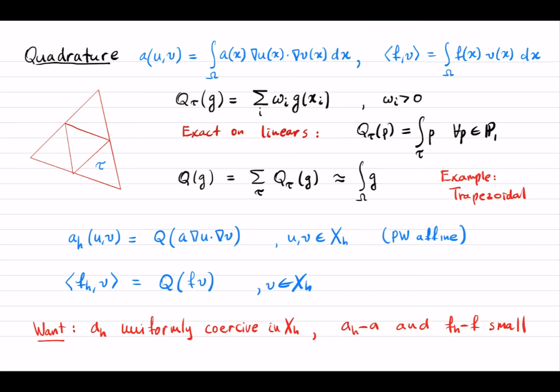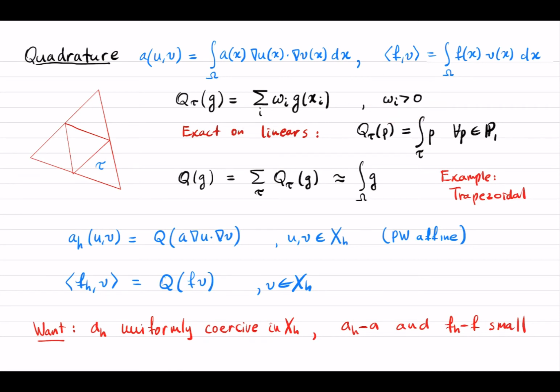We want to apply the abstract theory to the problem of quadrature. To illustrate the ideas, we choose here a simple setting. So it's just the Poisson equation with the Dirichlet boundary condition. And in each triangle, we're going to choose a quadrature of this form with positive weights.